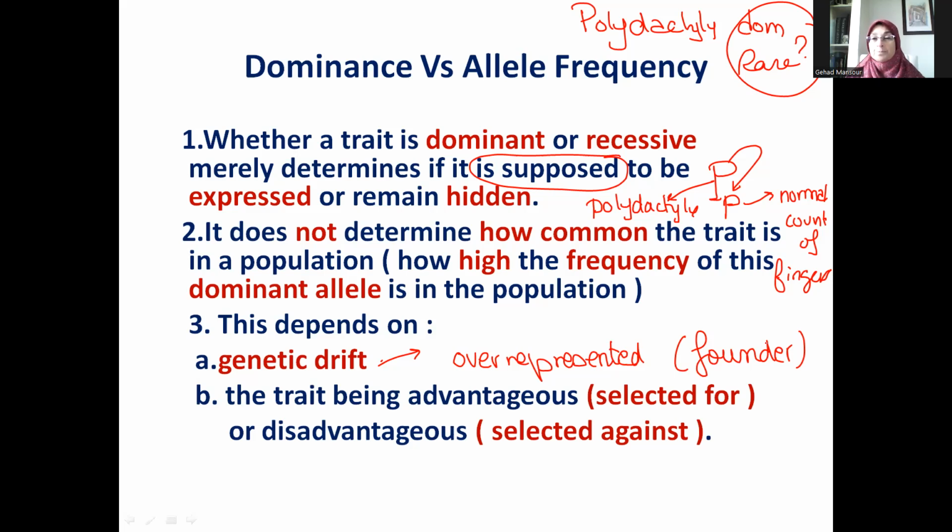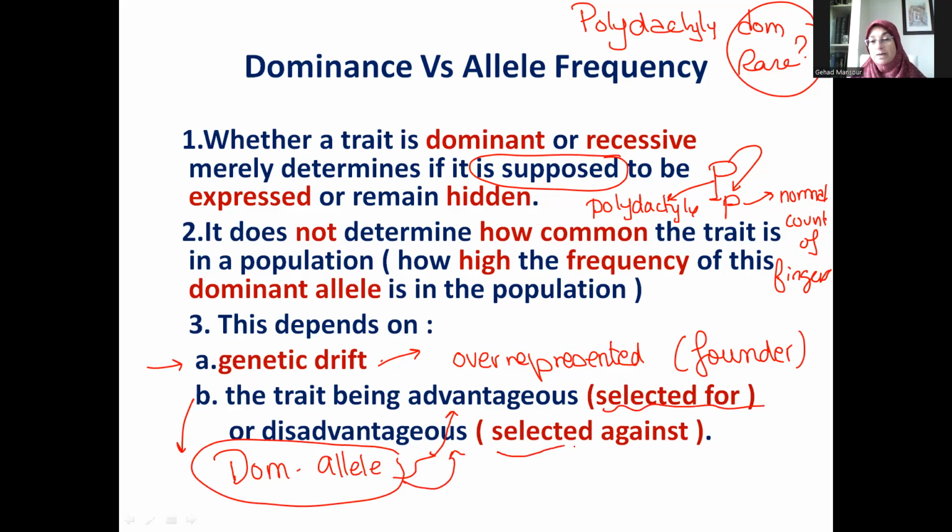Why? Because it is disadvantageous under normal conditions. So we knew why in genetic drift it was overrepresented. But the other important factor is, yes, you are a dominant allele. Okay, and you should be proud of being a dominant allele. But I'm sorry, are you useful to the individual or non-useful to the individual? If you are advantageous, then you will be selected for. If you are disadvantageous, then you will be selected against. And that is what happens for polydactyly under normal conditions.